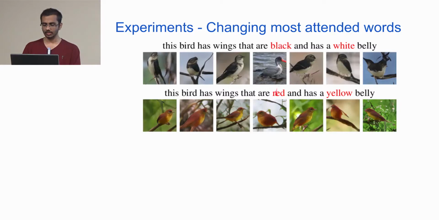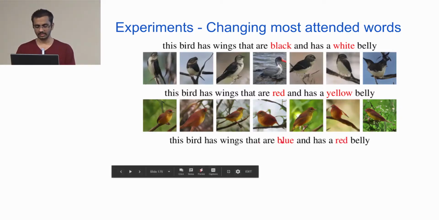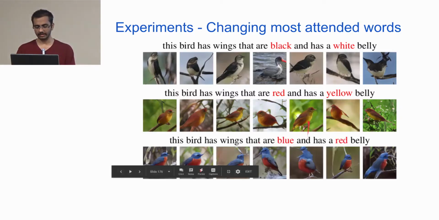As you see, only changing the top 2 attended words had a significant impact on the images that were being generated. It means that the model is actually using those attended words to generate the image. The same thing again, replaced with blue and red, and these are the output images, which is beautiful.